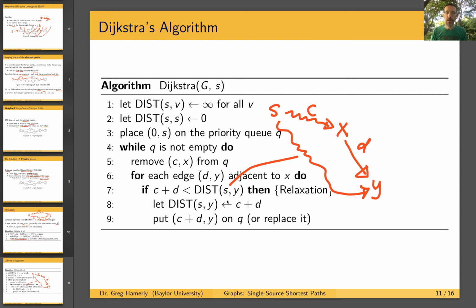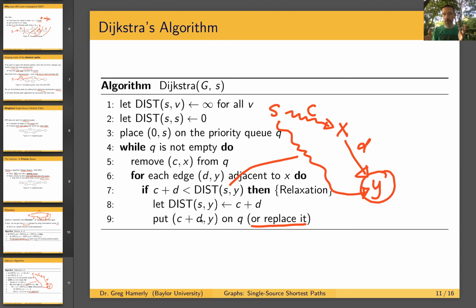And in addition, we're going to have to place y onto the priority queue with the cost of c plus d. And I have a note here that says, or replace it. What does that mean, or replace it? Well, that means that maybe y was already on the priority queue with a higher cost. And in that case, I could just reach into the priority queue, if I had the ability, and lower its priority from what it was, which was dist from s to y, down to c plus d.